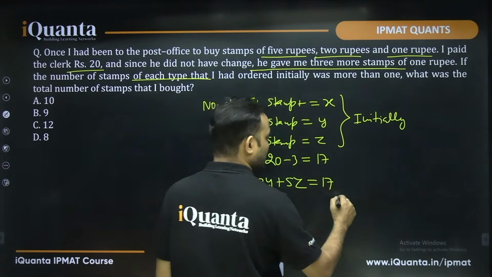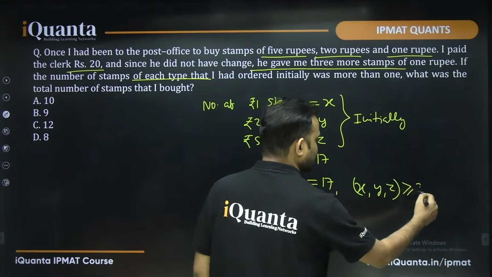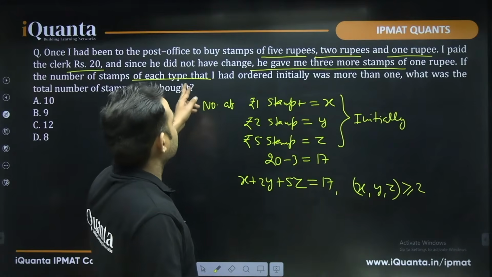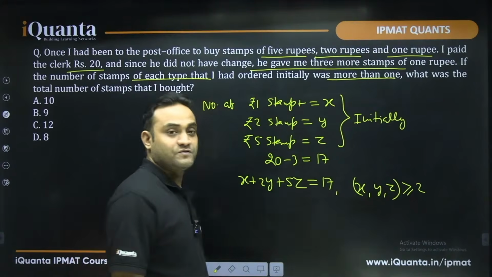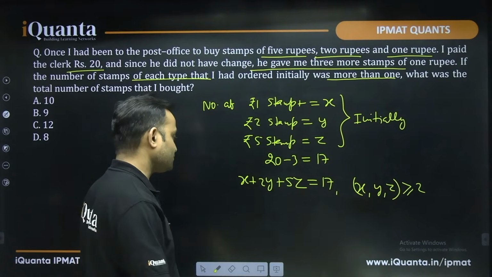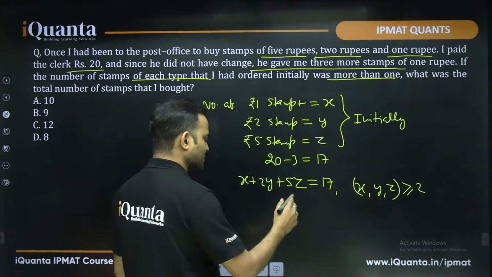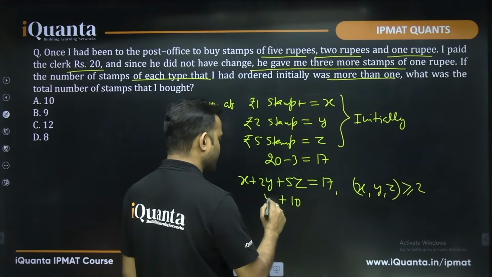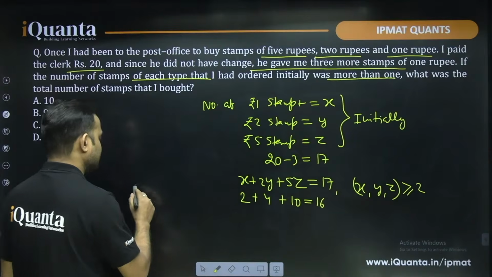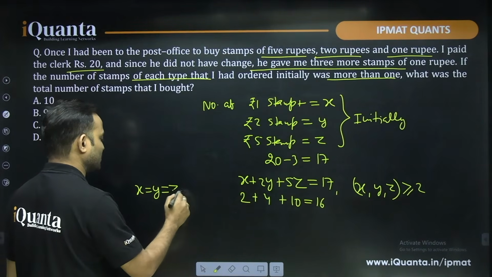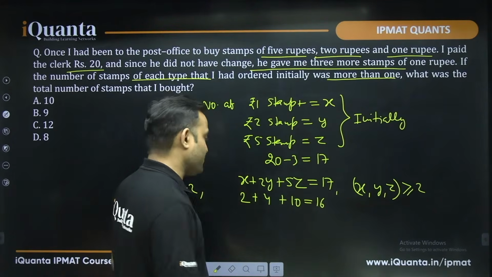All of x, y, z are greater than or equal to 2, since the number I had ordered initially was more than 1, so at least 2. If you put at least 2, this will become 2, this will become 4, and this will become 10, which makes 16. If x is equal to y is equal to z is equal to 2, this will become 16. Now there is only one way possible.